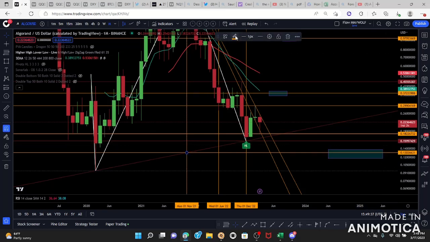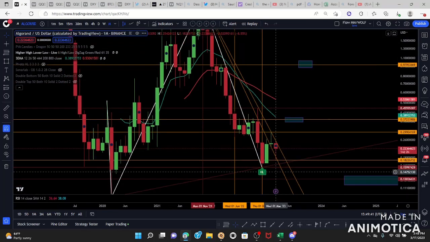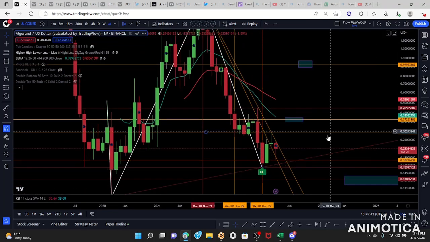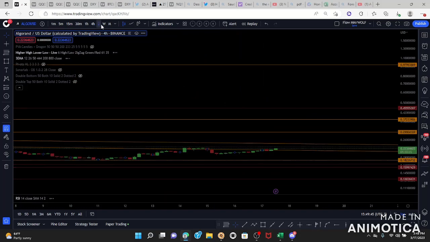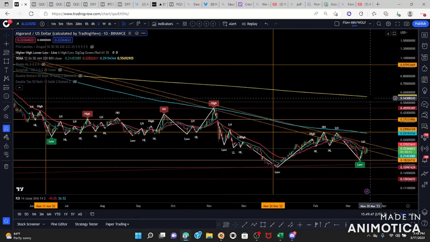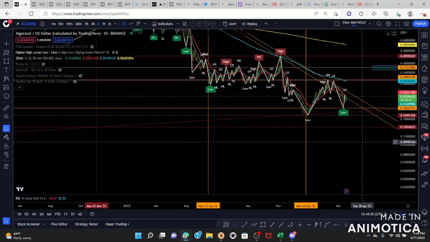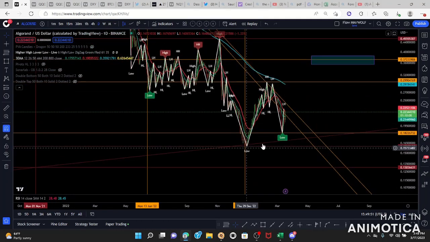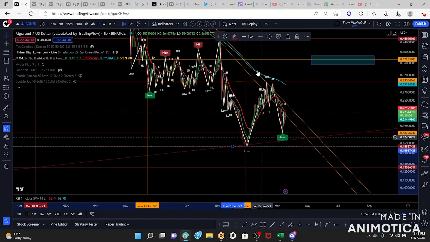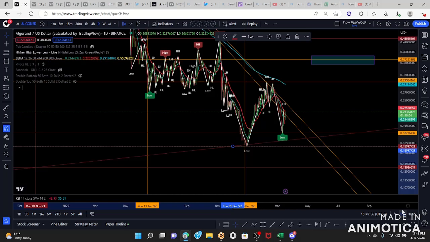Let me cover this, turn it into red so we know. So we break this higher low, right? And we're playing within this wedge here. So we break this higher low here. Big support. We're coming down to 13,036.